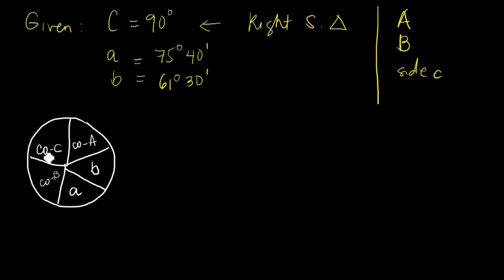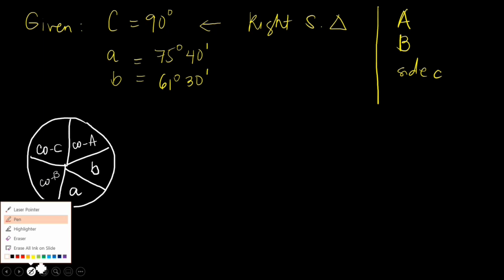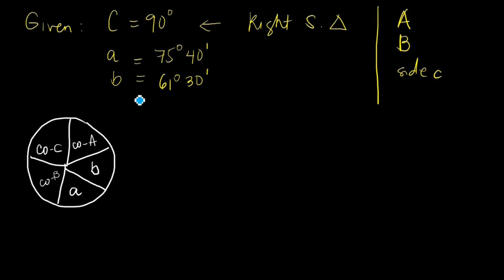So let us double check our circle. We have A, B, then opposite A and B is the complement of side C. Same way of drawing the circle with 5 parts. Now, if you remember the way we derived before, the given is side A.